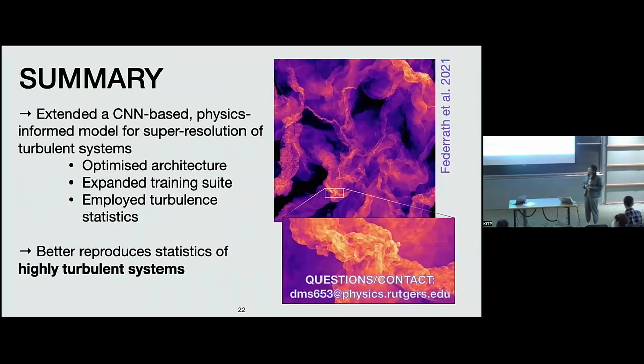So in summary, we've been able to expand a convolutional neural net-based and physics-informed model for super resolution of turbulent simulations. And our contribution to this work is that we optimized the architecture, we expanded the training suite that was investigated to include both non-turbulent and turbulent systems, and we've also employed turbulent statistics, the statistics of the power spectrum to quantify the realism of the predictions produced by the models.